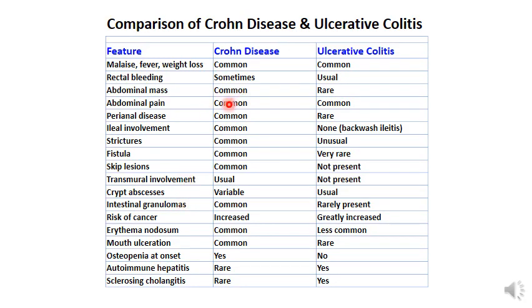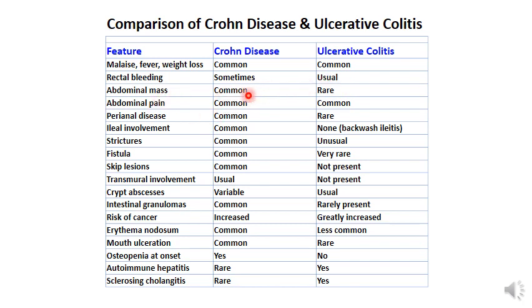This one table compares Crohn's disease and ulcerative colitis. Fortunately, in our communities it is not common, although it is present and probably underdiagnosed, but definitely not as common as in the West. Crohn's disease presents with malaise, fever, and weight loss, both of them. Rectal bleeding is usual with ulcerative colitis.